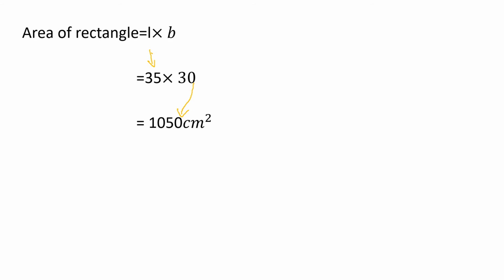Is it clear, children? So what is the formula for perimeter of a rectangle? Perimeter of a rectangle, 2 into length plus breadth. What is the formula for perimeter of a square? 4 into side. What is the formula for area of a square? Area of a square, side into side.